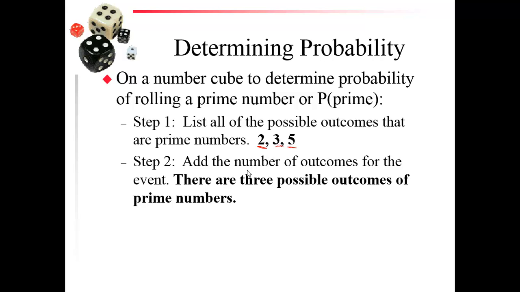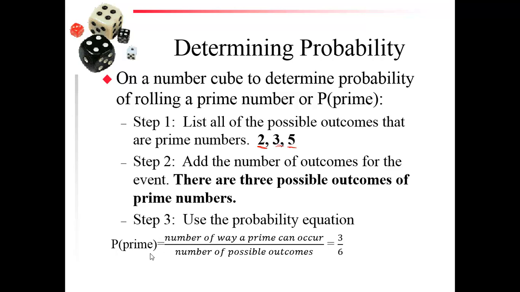Step 2 is add the number of outcomes for the event. There are 3 different possible outcomes, a 2, a 3, and a 5. Step 3 is use the probability equation. The probability of getting a prime number is the number of ways a prime number can occur in our experiment over the number of possible outcomes. We have 3 different ways we can roll a prime number out of 6 different possible outcomes. So our probability is 3/6. And since it's a fraction, if we want to, we can simplify that fraction. 3/6 is also equivalent to 1/2.